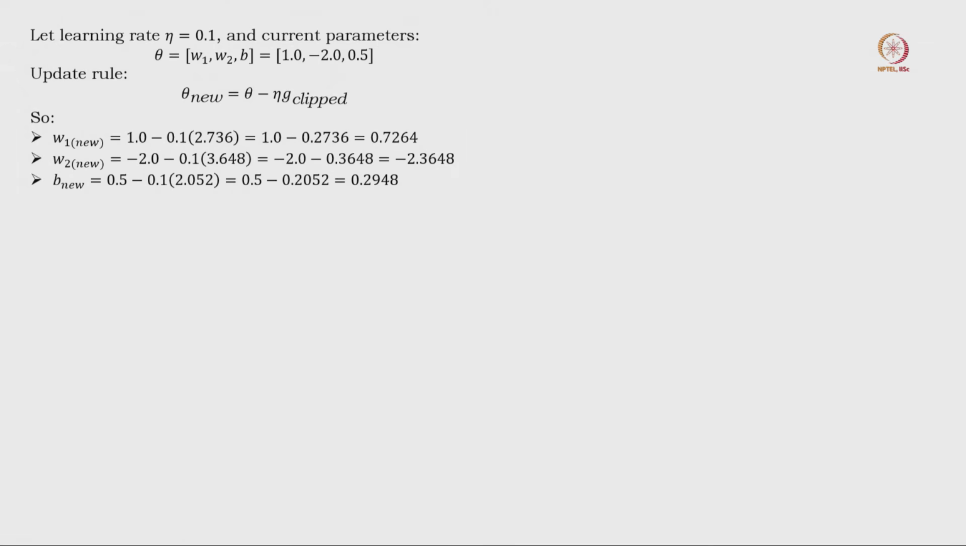How will you update the weights? Is it not W new is equal to W old minus learning rate times the derivative of loss with respect to weight? So far, ideally you were writing it as derivative of loss with respect to W1, derivative of loss with respect to W2, derivative of loss with respect to bias. But because it is gradient clipping, it is no more this value directly, it is the clipped value.